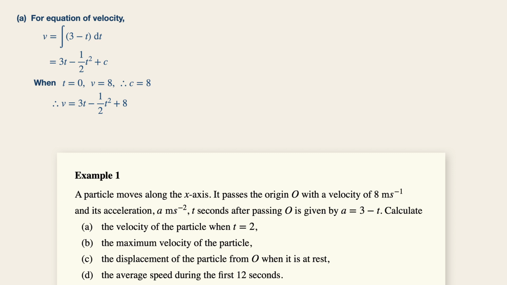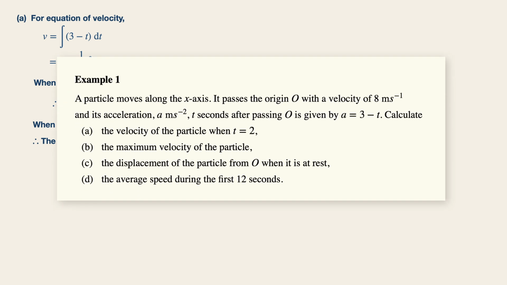But don't forget to answer the question. We want to find the actual velocity when t is equal to 2. So this will mean that v is equal to 6 minus 2 plus 8, giving us a value of 12. Thus, its velocity is 12 meters per second when t is equal to 2.